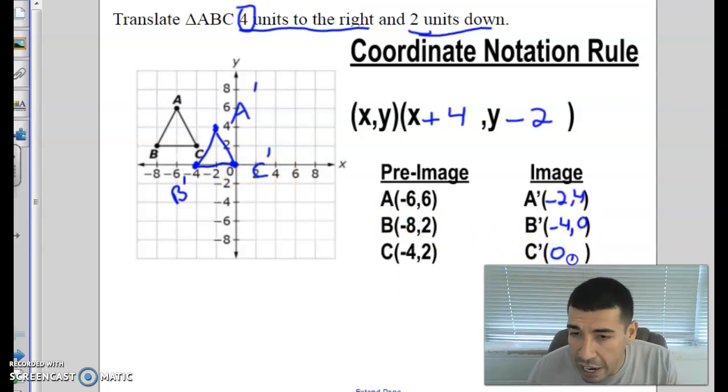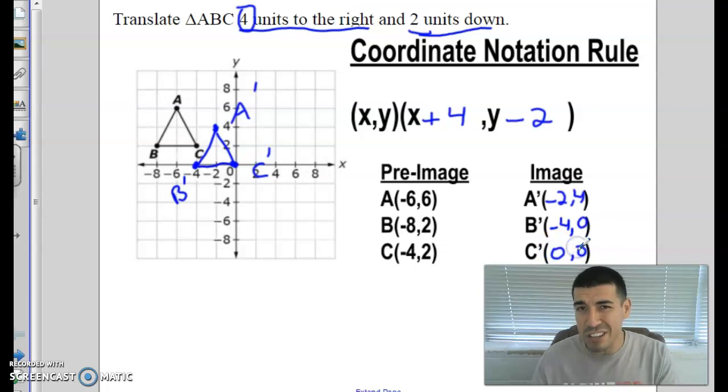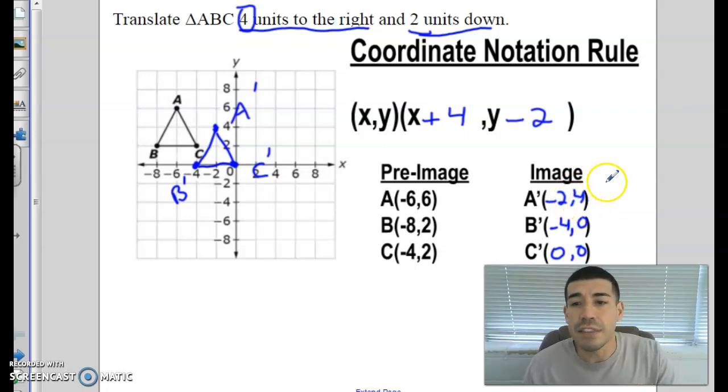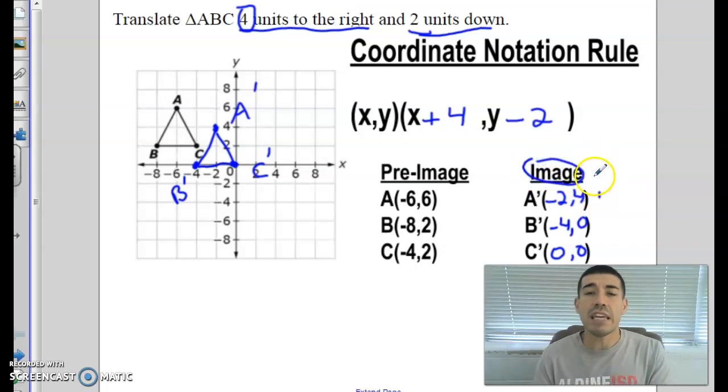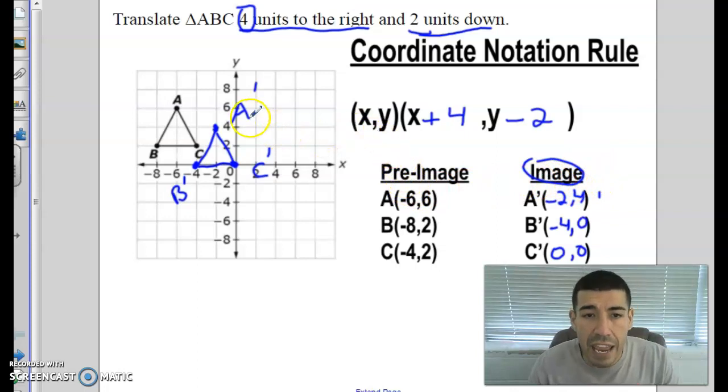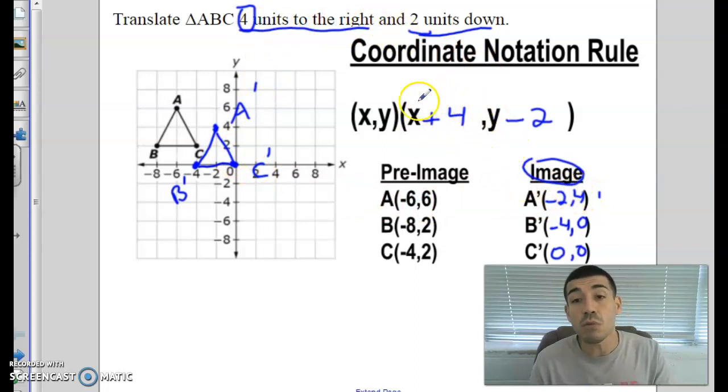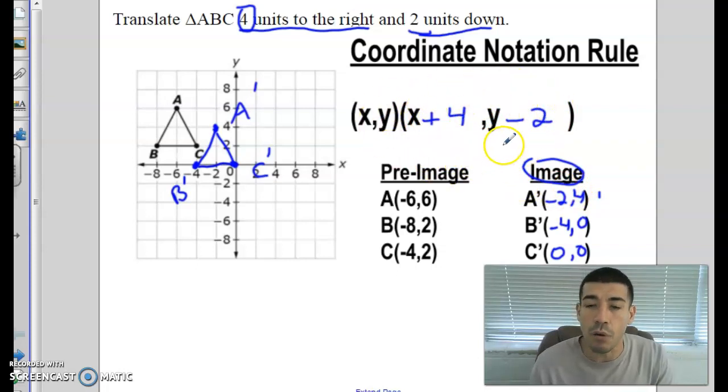Okay? So again, I repeat, some of the questions that you do today will ask you, what is the image? And when they say image, they're talking about these answers. What is the image of A after a translation of 4 units to the right and 2 down? And then you have to give me this. Some other questions will ask you, hey, what's the rule? And you have to give the rule. But I showed you how to do the rule already.